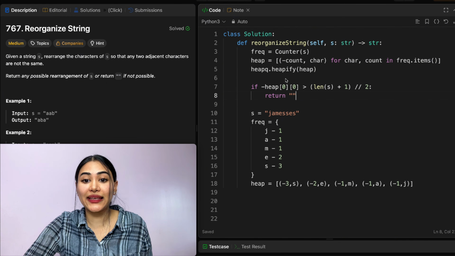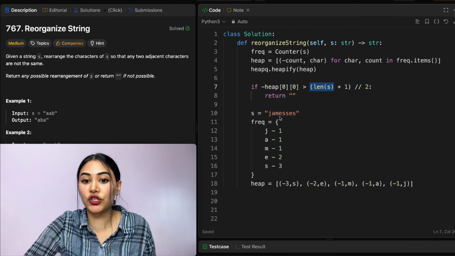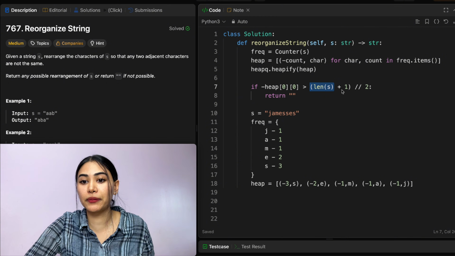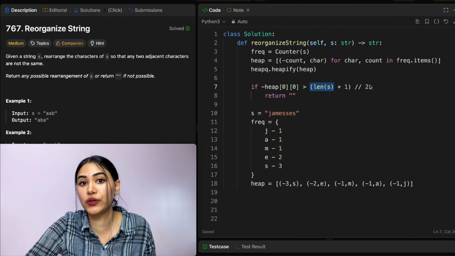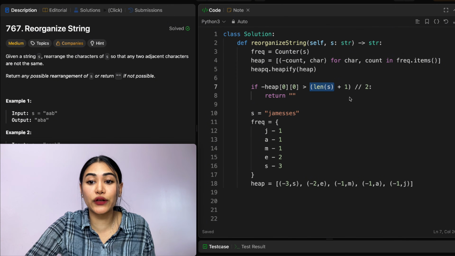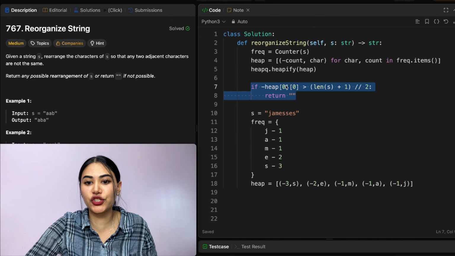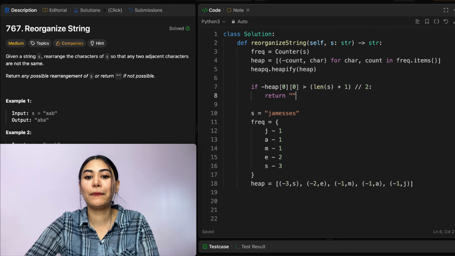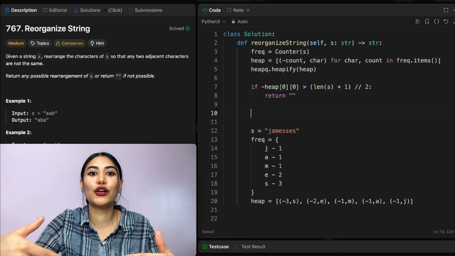Now making this check, is 3 greater than length of S, which is 8, plus 1? So 8 plus 1 is 9. 9 integer divided by 2 is 4.5. 3 is not greater than 4.5, so we know we can arrange this and we don't need to return just yet. Meaning we can start forming our final string we want to return.